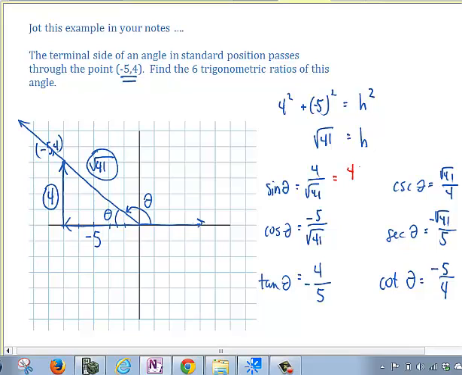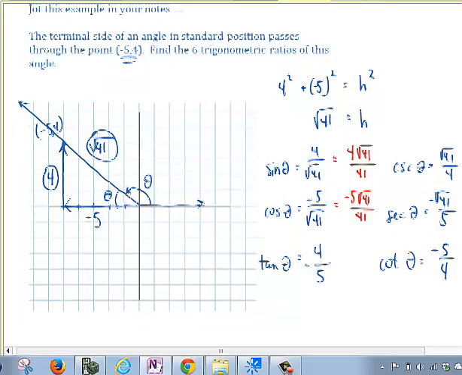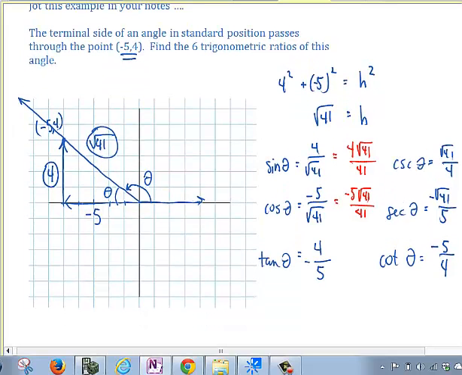So this would become 4 root 41 over 41. This one for cosine would become negative 5 root 41 over 41. These are all exact answers with rationalized fractions. So please take note of that and consider doing it in this process, because it does lead to the least amount of problems, especially when you have to do the reciprocal sine or cosine or tangent ratio counterparts.